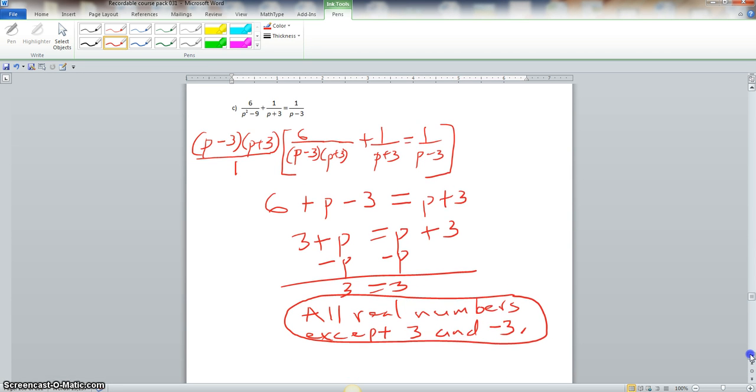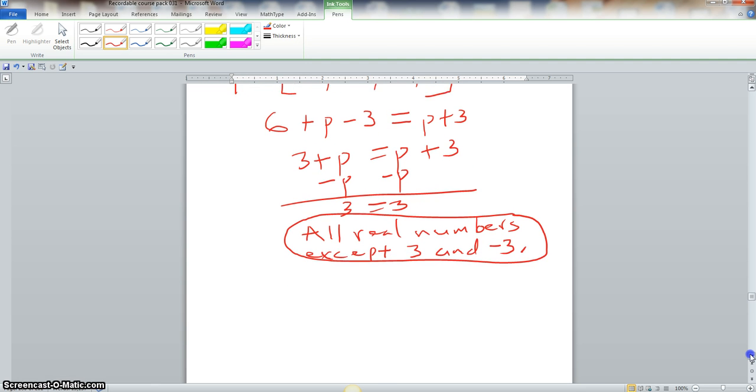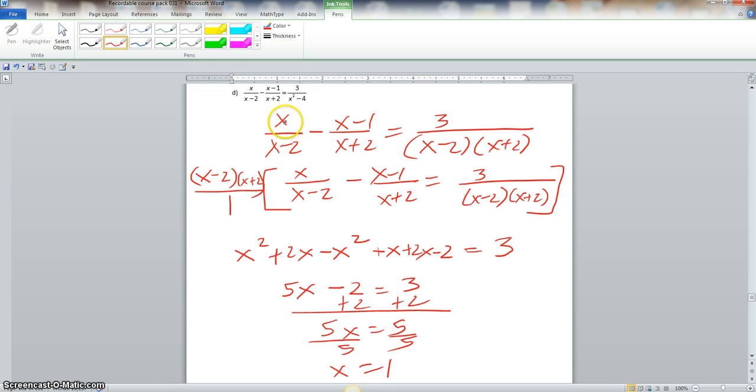Okay, now we scroll down here to the next page. Now with part D, I took the liberty of filling this out. The first thing I did here was take the factorization of the difference of two squares of x squared minus 4, which gave me x minus 2 and x plus 2. So I brought down the first two terms as is, and it's equal to 3 over the factorization of x squared minus 4. Now the common denominator of these three terms is x minus 2 and x plus 2, which I wrote here. Now we want to simplify.